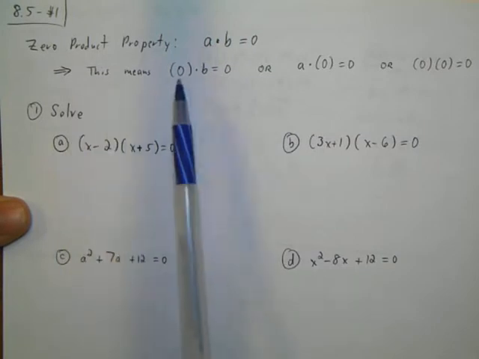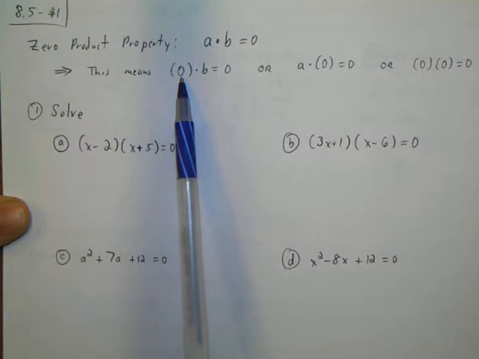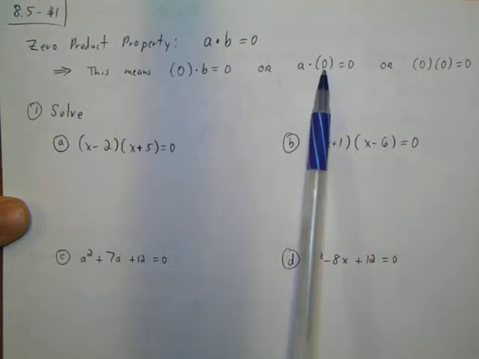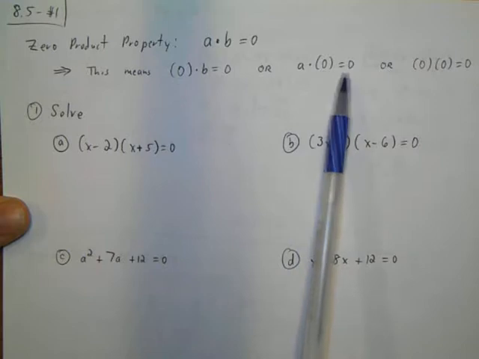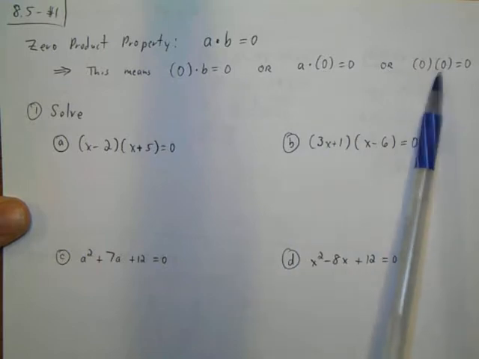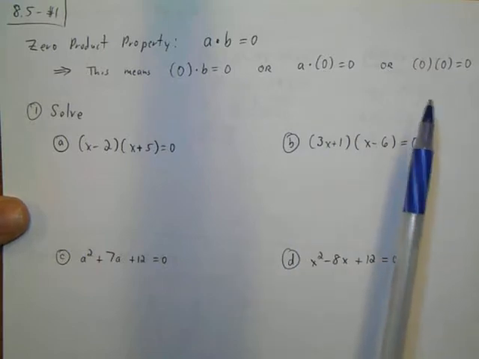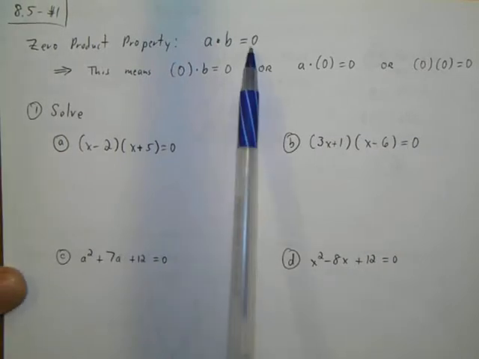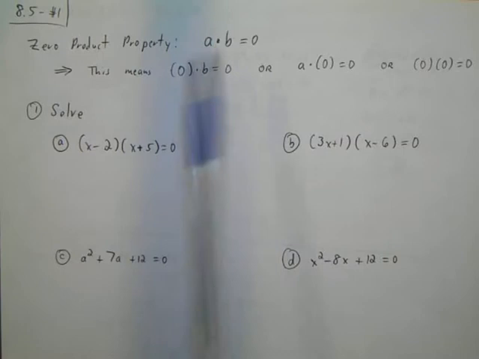Then this means that either the first number is 0, since 0 times some number is 0, or the second number is 0. That would get you an answer of 0, or maybe they're both 0. So that's the zero product property, just a fancy way of saying if you multiply to get 0, then at least one of the numbers has to be 0.